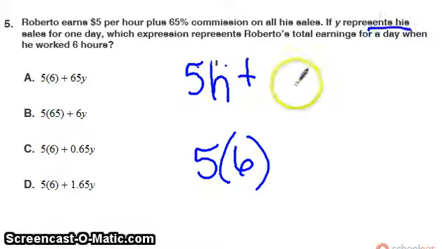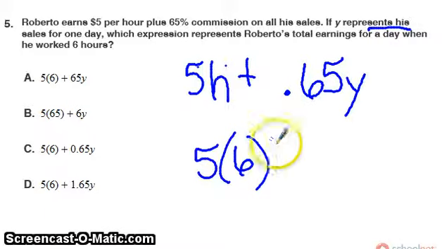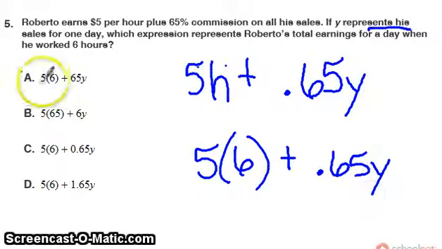Y represents his sales for that day, so it should be that right there. So if we substitute 6 in there for our H, this one does not have the decimal there, so that's not going to work. This one has the commission here times 5. That'd be nice, but that's not it. All right, 5 times 6 hours, yes. Decimal 0.65 times however much he sells. This one works. 5 times 6, yes.